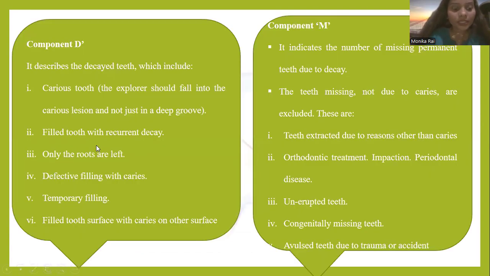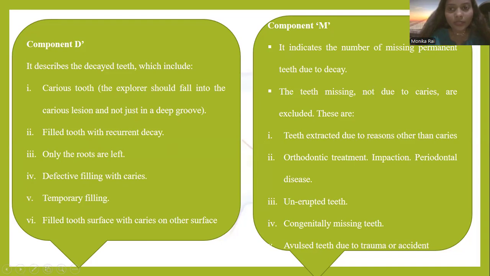So the D component is described here. It describes the decayed teeth, which include carious teeth. The explorer should fall into the carious lesion and not just be caught in a deep groove. Filled tooth with recurrent decay, only the roots left, defective fillings with caries, temporary fillings, and filled tooth surface with caries on another surface.